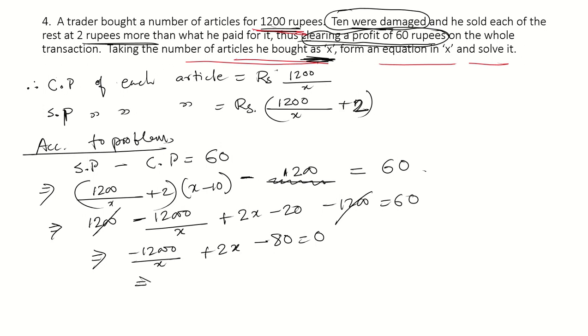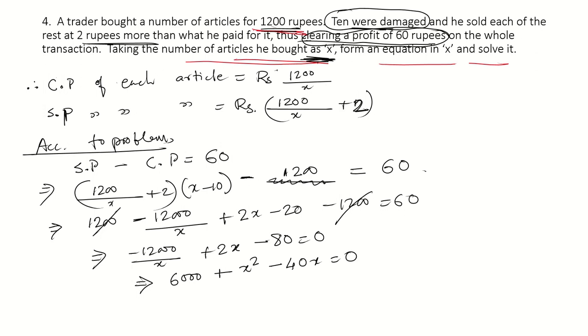If we multiply both the sides by the term minus 1 and also divide both the sides of the equation by 2 and multiply it by X, then what we get is 6000 plus X squared plus 40X.